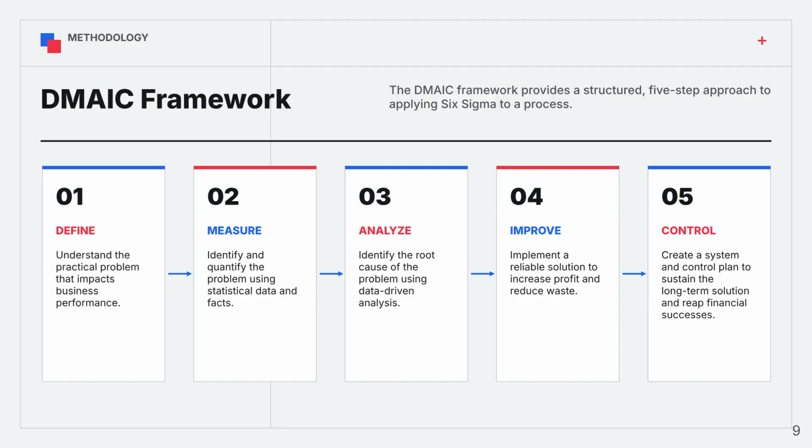The fourth phase is improve. Once the root causes are known, practical solutions are designed, tested, and implemented. The objective is to eliminate inefficiencies, reduce waste, improve quality, and enhance overall business performance. The final phase is control. After improvements are introduced, organizations establish monitoring systems, performance metrics, and standard operating procedures to ensure the gains are sustained over the long term and the process does not return to its previous state. In RPA projects, DMAIC helps ensure that only well-analyzed and optimized processes are automated, resulting in reliable software robots, lower operational costs, and consistent business outcomes.